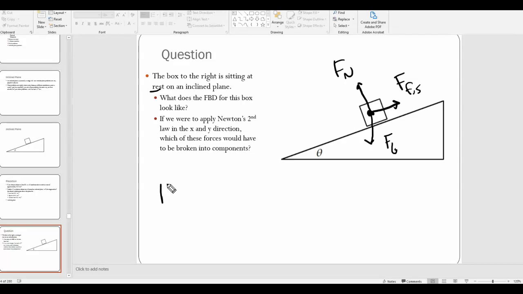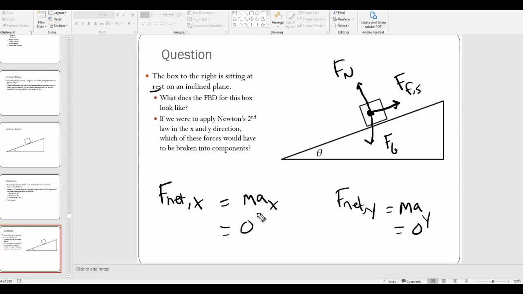And so let's say we want to approach this problem. We write Newton's second law: F net x equals m a x, F net y equals m a y. And let's just talk about what the forces would be on this object. Now, obviously, if it's at rest, the right side of both of these equations would be 0. But let's think about the sum of the forces.